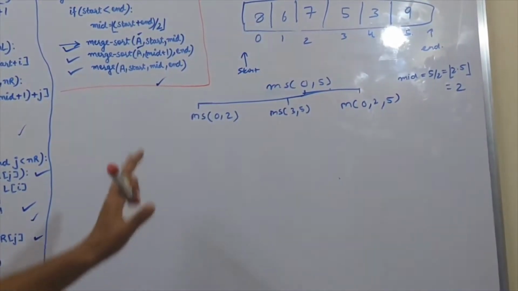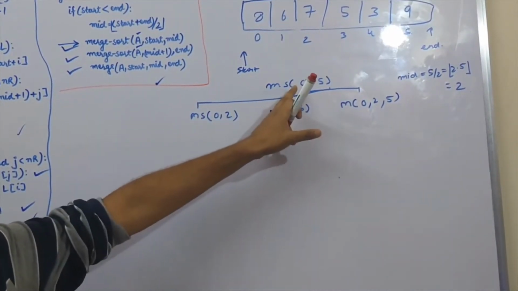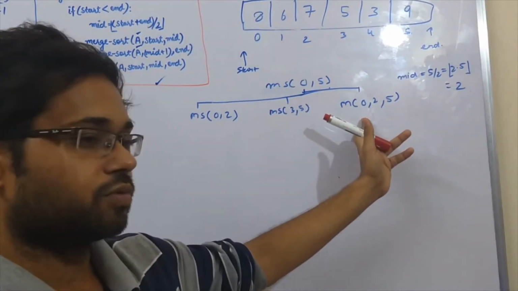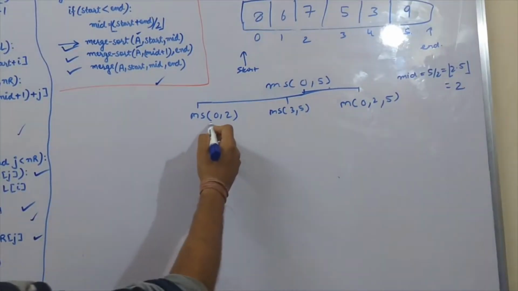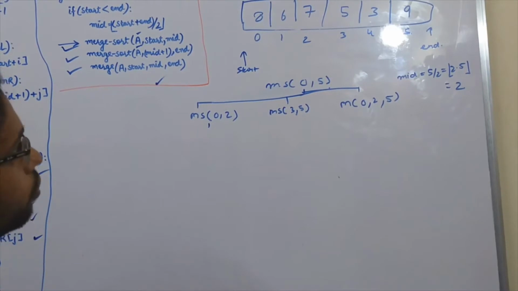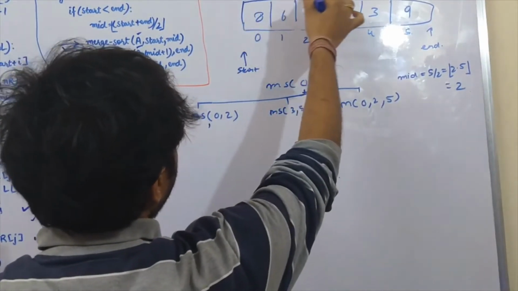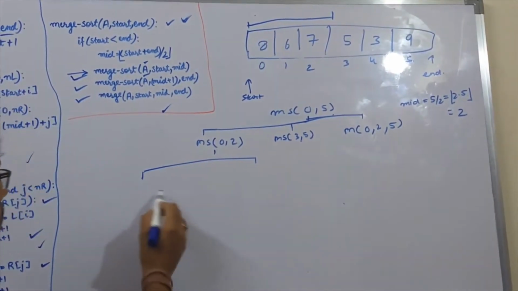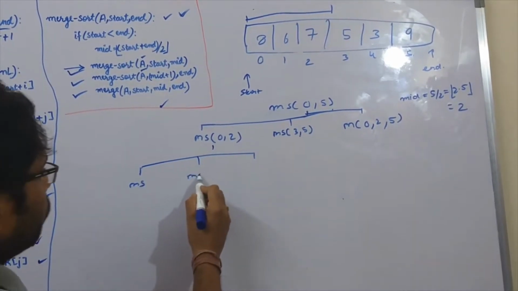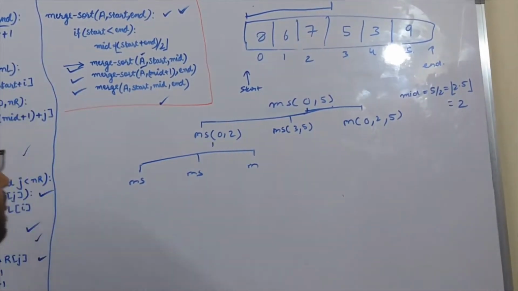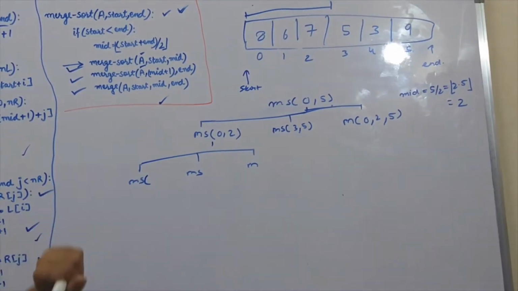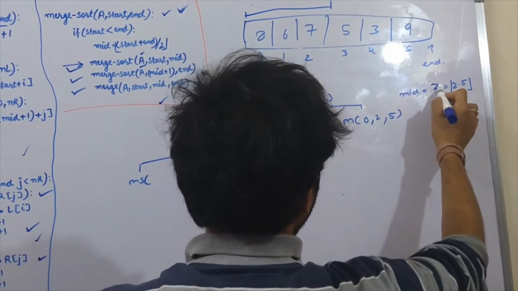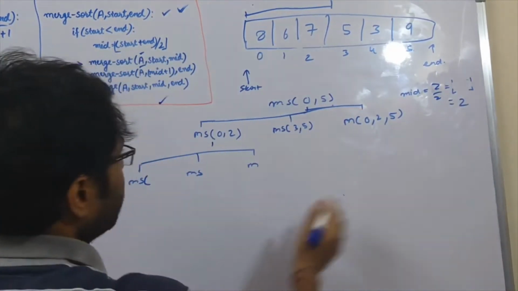So basically when you call one merge sort procedure, we are calling 3 functions: 2 merge sort procedures and 1 merge procedure. So merge sort 0 to 2 will be called. If one time the merge sort procedure is called, it will call 3 more functions: 2 times the merge sort procedure and 1 time the merge procedure. So now the mid is again calculated. This time mid will be 2 by 2, or 1. So mid is equal to 1.